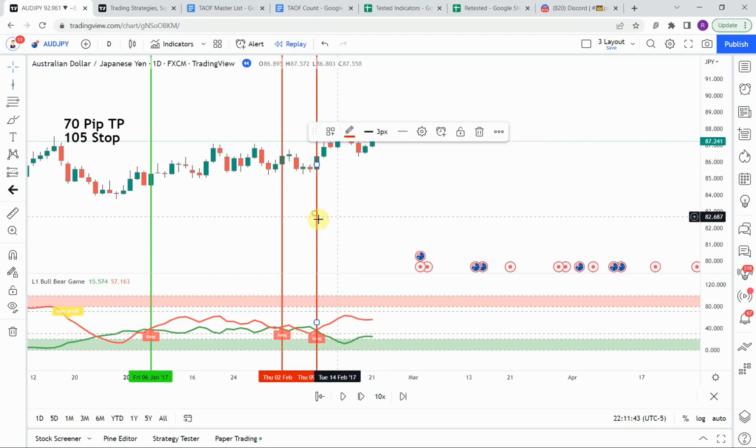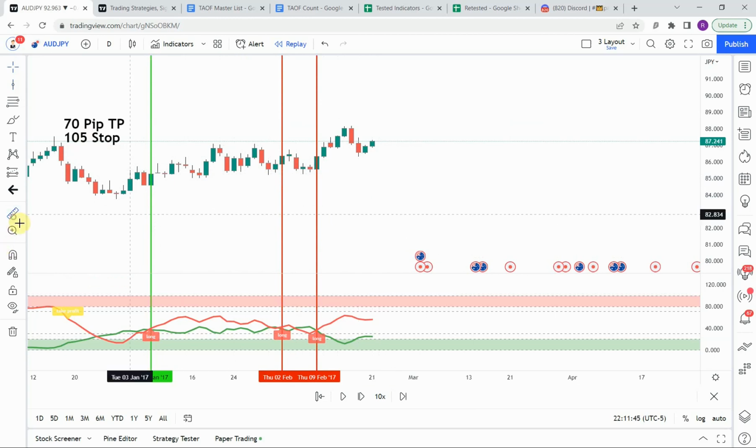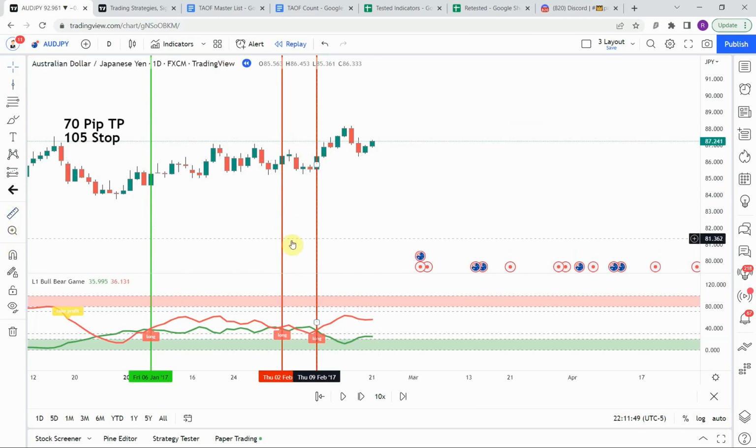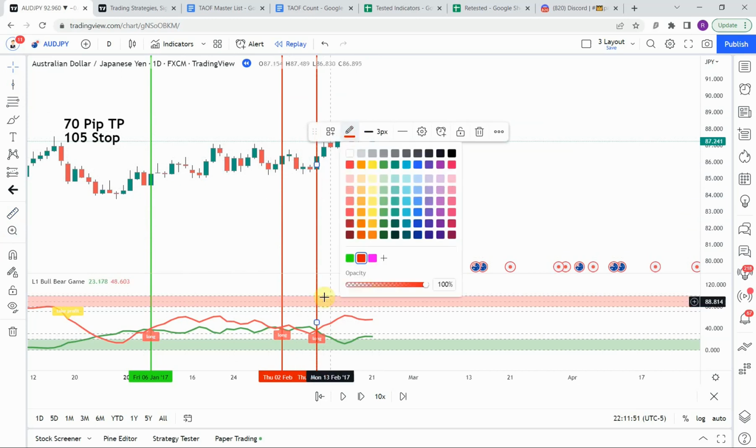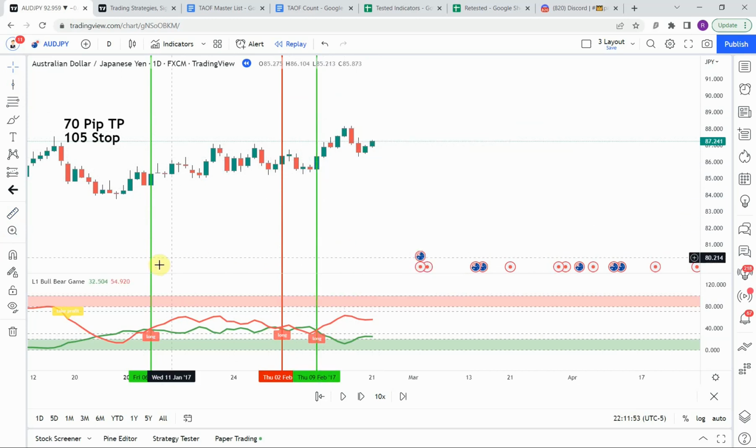But then we do pick up another long right here on this one, and as you can see, we pretty much get an immediate push to the upside there, and that does come up and get us to our take profit. Let's go ahead and continue on.